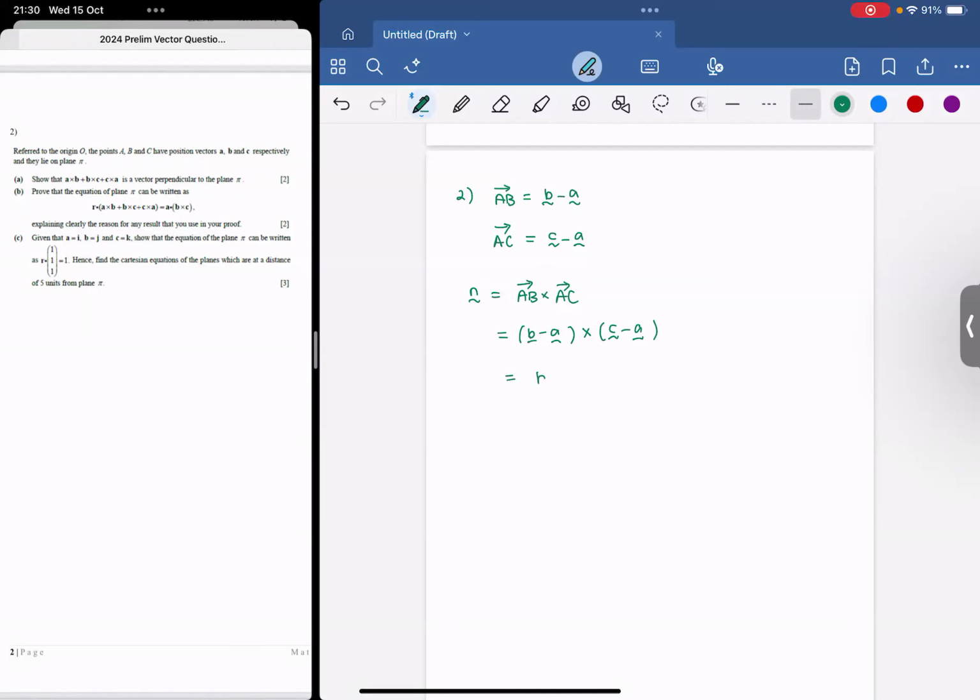What do we get? We get B cross C minus B cross A minus A cross C plus A cross A. We know that A cross A is the zero vector. So this is B cross C. Then this one we change to A cross B, and when we change to A cross B, we change the sign. This one changes to C cross A. A cross A is just 0. So it equals what they want there, A cross B plus.